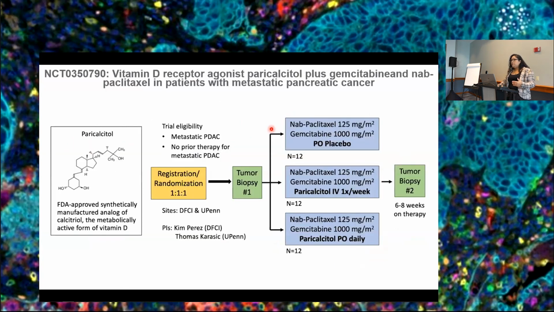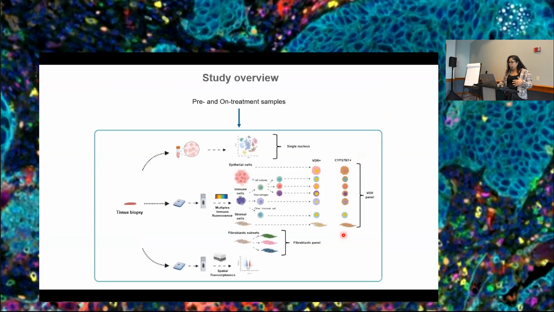So this is the clinical trial that we are studying with these technologies. This is a clinical trial to test whether vitamin D signaling could be used to improve pancreatic cancer therapy. It is a clinical trial in metastatic PDAC. These patients underwent two tumor biopsies, before and after treatment, and they were then randomized into three arms. First, gemcitabine and nab-paclitaxel with placebo; second, gemcitabine and nab-paclitaxel with paricalcitol IV; and third, gemcitabine and nab-paclitaxel plus paricalcitol oral. So this is just a study overview for this clinical trial.